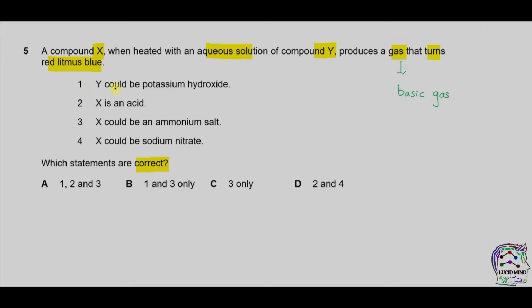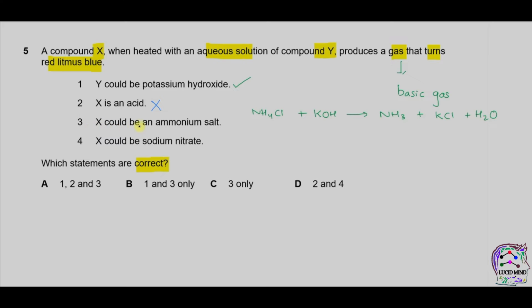Let's see the options. Number 1, Y could be potassium hydroxide. Now if we take compound X as a salt of ammonia, for example ammonium chloride, it can react with alkali to form ammonia gas along with salt and water. So yes, Y could be an aqueous solution of potassium hydroxide, so option 1 could be correct. Option 2, X is an acid. Now there is no such reaction in which an acid forms a basic gas, so therefore this one is incorrect.